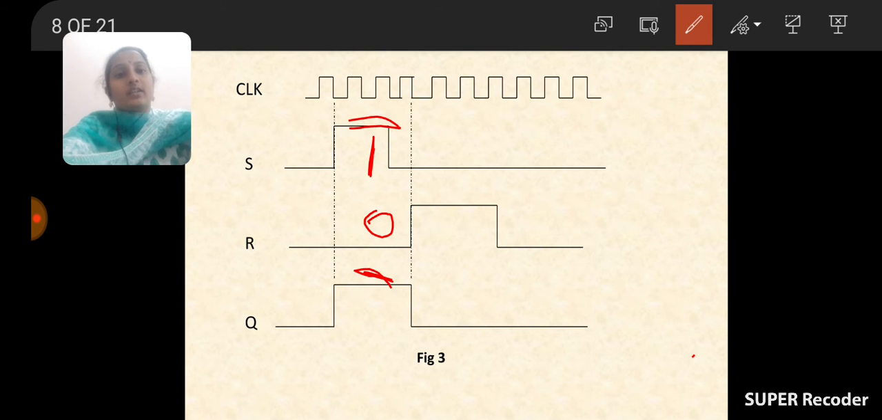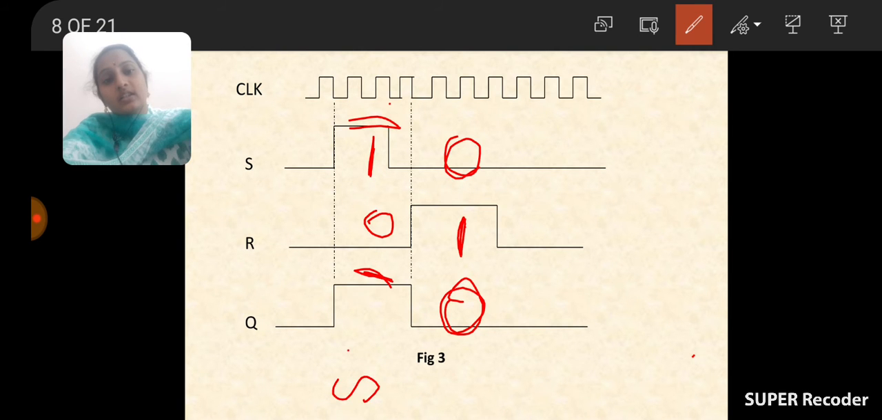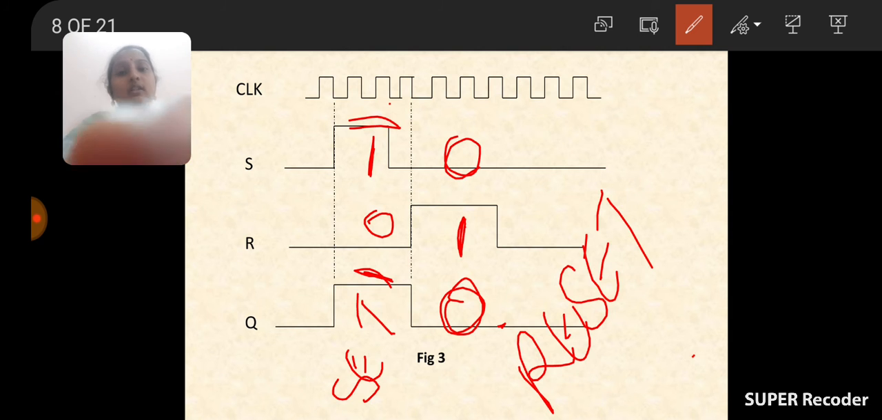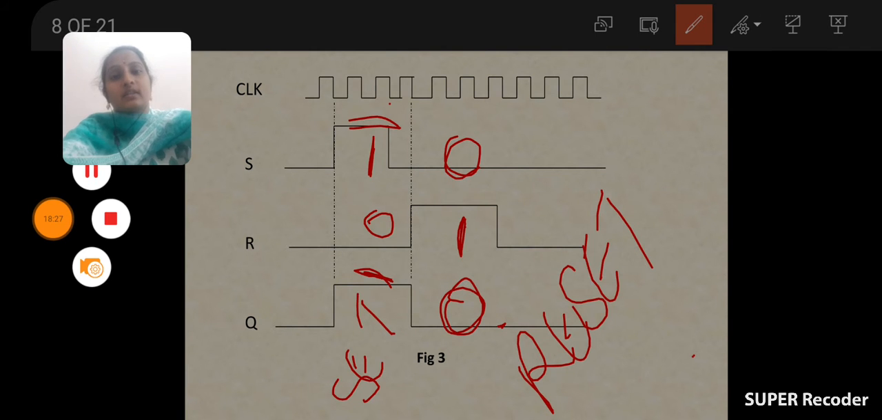In the next stage, we are applying S is equal to 0, and Q was equal to 1, and what we are getting here is Q is equal to 0. So if S is equal to 1 and R is equal to 0, this condition is called set condition. If S is equal to 0 and R is equal to 1, we are getting 0. This condition is called reset condition of the flip-flop. So this is about clock pulses.